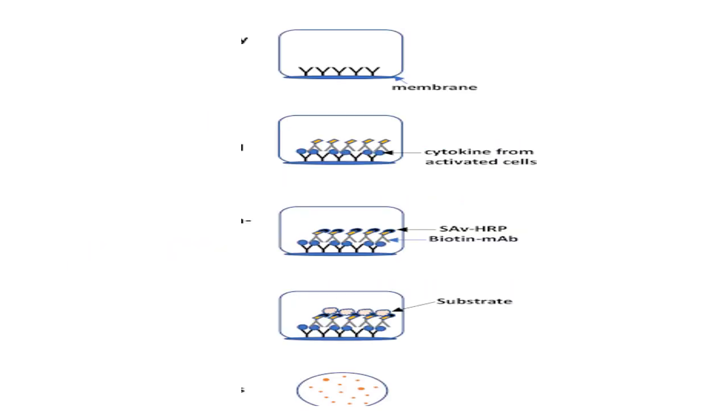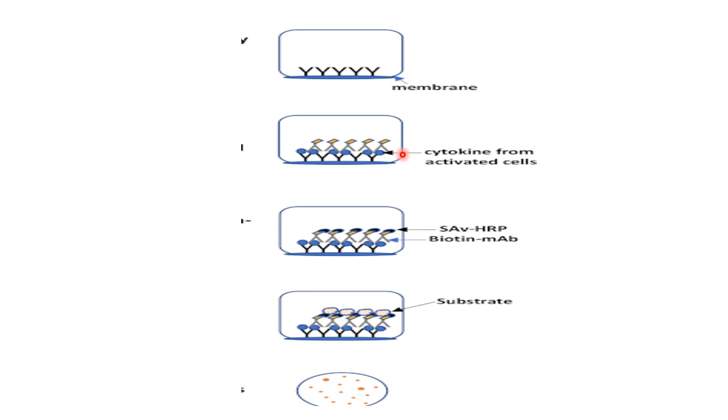Then in ELISpot, plates are incubated with capture antibody. Then cells secreting cytokines are added. The cytokines will bind to the capture antibody. Then cells are removed by washing. Then biotin labeled detection antibody is added, that will bind to the cytokines.